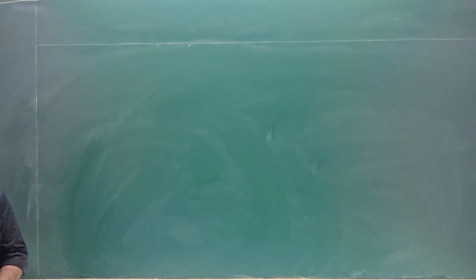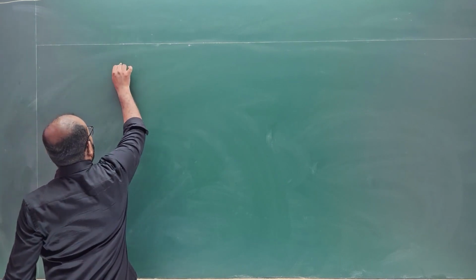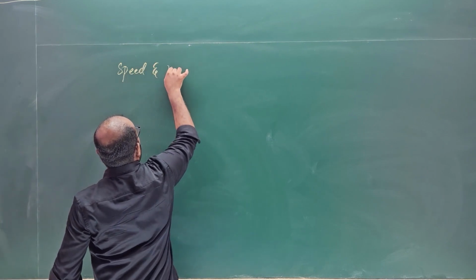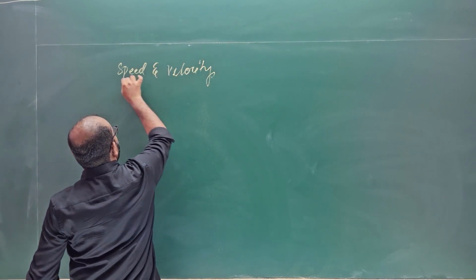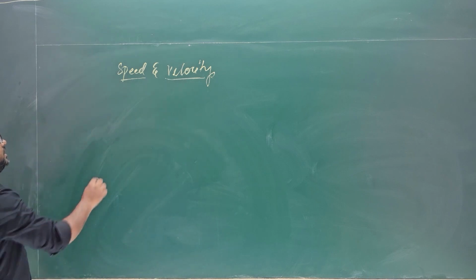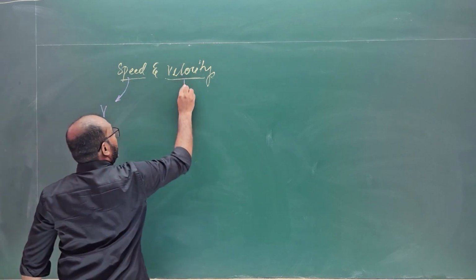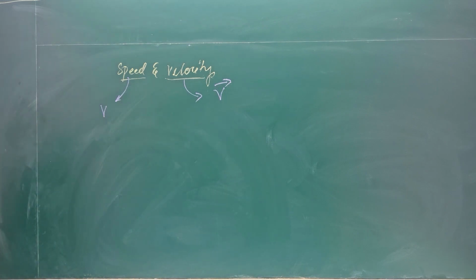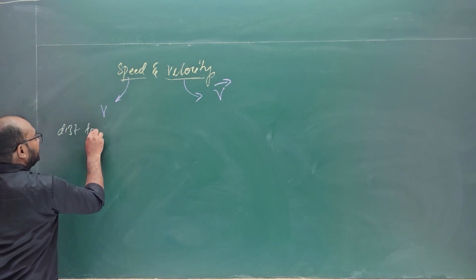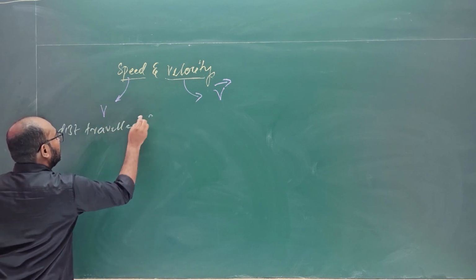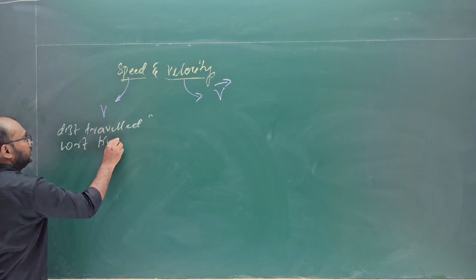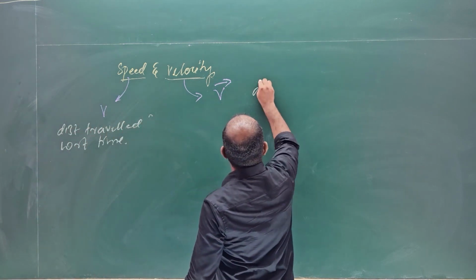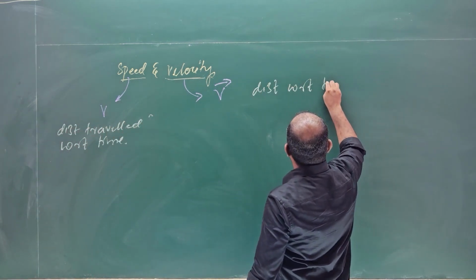Write the heading: speed and velocity. The next heading is speed and velocity. Speed is represented with the letter v, and velocity will be represented with v bar. In the previous classes we have already studied what speed and velocity are. Speed is nothing but distance traveled with respect to time. Similarly, velocity is displacement with respect to time.